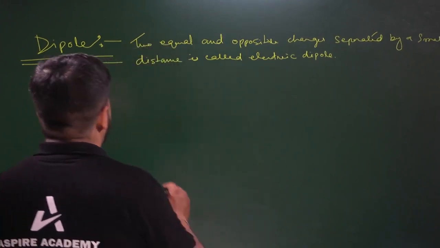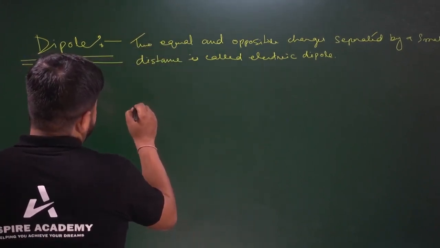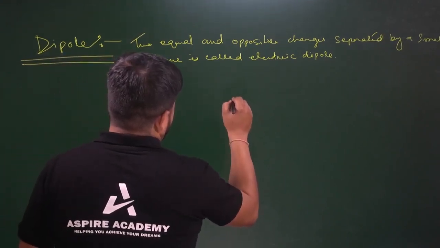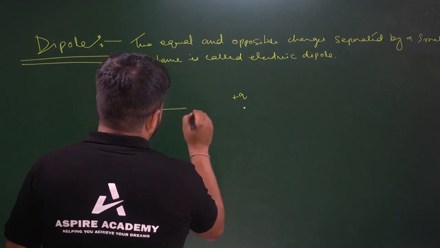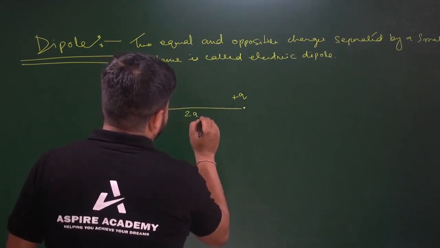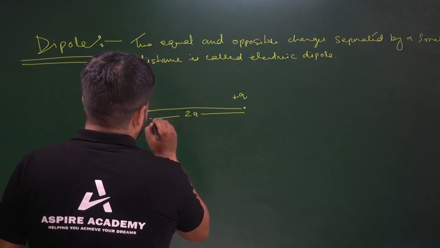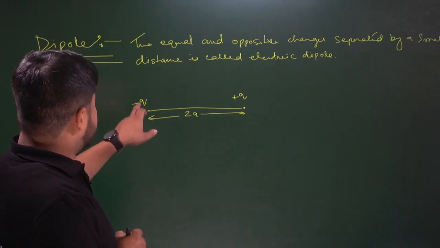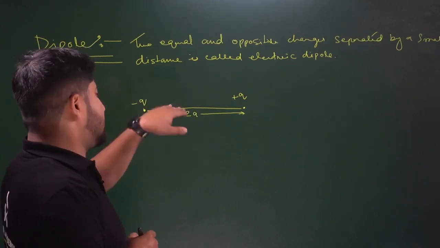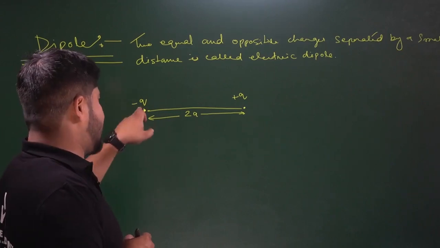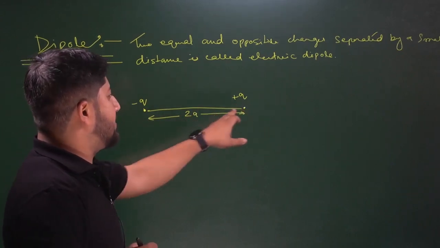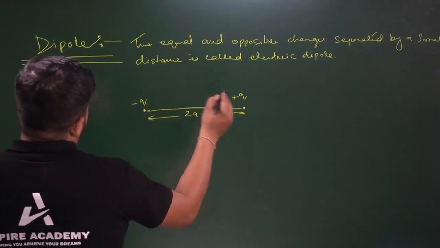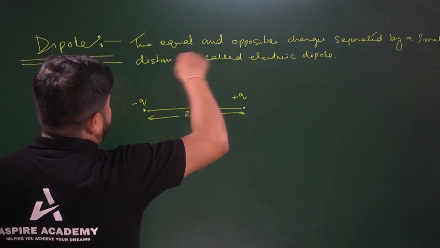So now two equal and opposite charges: one is a positive charge and another is a negative charge, equal and opposite, separated by a very small distance. So we can consider twice a as the very small distance here. This is the diagram for an electric dipole. One is positive and another is negative, and the distance between them is twice a. Here we have the charges q and q.